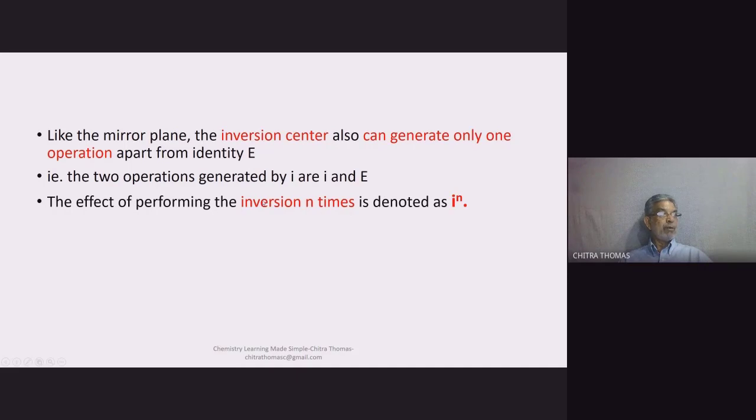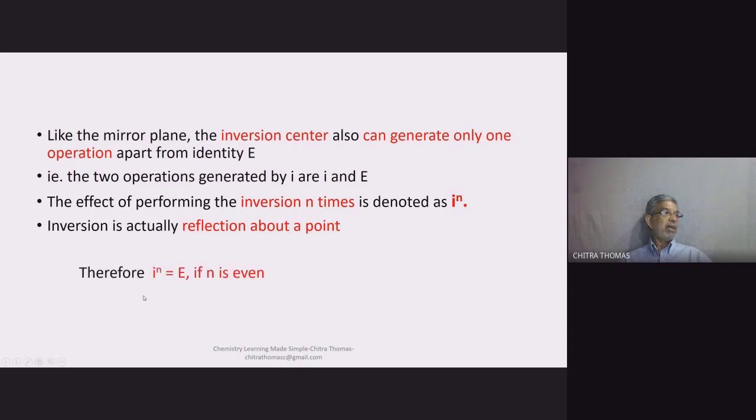The effect of performing the inversion n times, I to the power n. Inversion is actually a reflection about the point. So I to the power n is equal to E if n is even. I to the power n is I if n is odd, exactly similar to the mirror plane. So E to the power n is E. Cn to the power n is E whether n is odd or even. But sigma to the power n is sigma if n is odd. Sigma to the power n is E if n is even. The same is the case with the inversion.